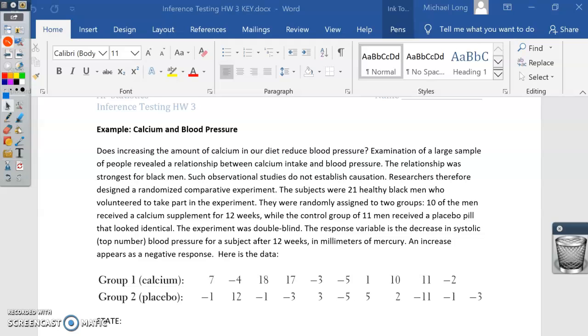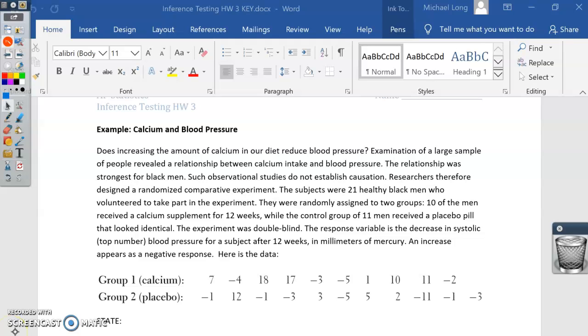What kind of data is it, categorical or quantitative? Is it a hypothesis test or a confidence interval? And what kind of statistics would you use here? What symbols would you use here for this particular problem? Pause the video and read through this problem and answer those questions.